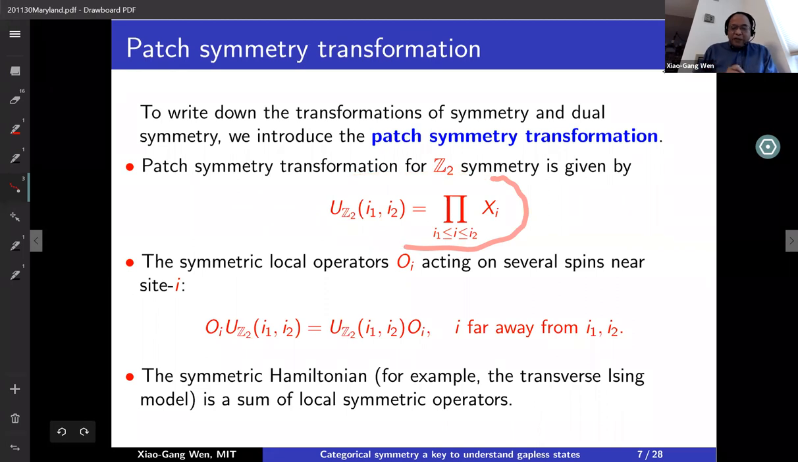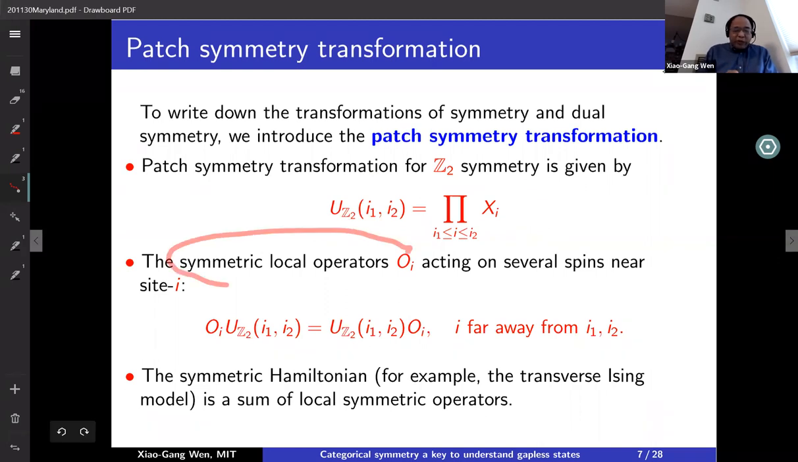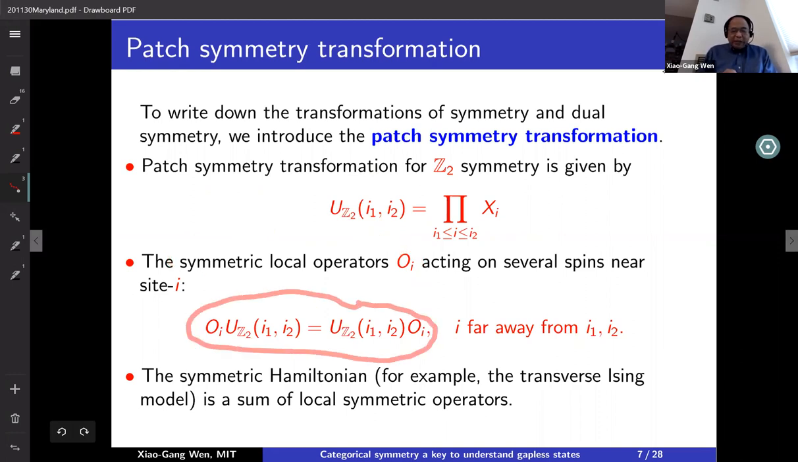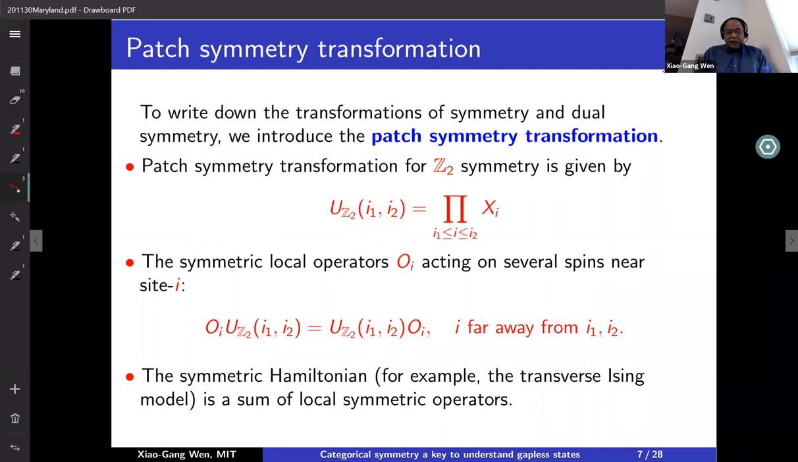I think this is a very important and useful concept, because our Hamiltonian is a sum of local operators. So we only need to define what a symmetric local operator is. A symmetric local operator is defined as an operator which commutes with this patch symmetry transformation, but we require that the location of the operator is far away from the boundary of the patch operator. So if an operator commutes with the patch operator when it is far away from the boundary, then those operators are called symmetric local operators. And the symmetric Hamiltonian is just a sum of symmetric local operators. So this may be a better way to really define symmetry.